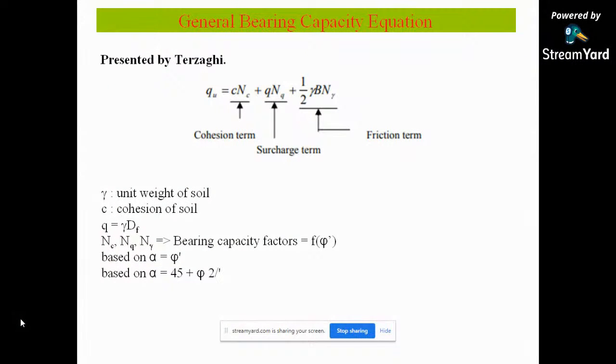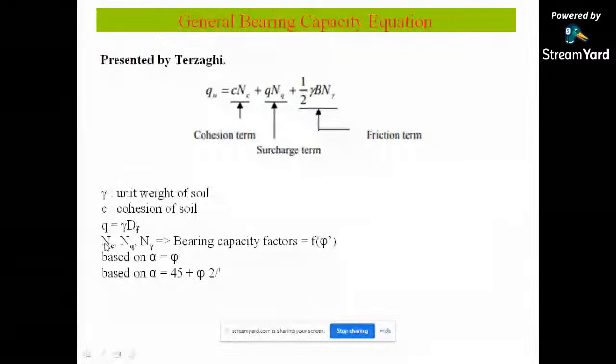Okay. So the general bearing capacity equation, which is given by Karl Terzaghi, is QU equals C NC plus Q NQ plus half gamma B N gamma, where C NC is your cohesion term, Q NQ is your surcharge term, and half gamma B N gamma is your friction term, where Q equals gamma DF, and DF is your depth of footing.